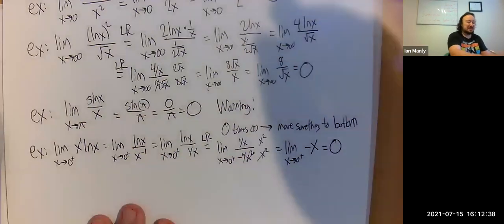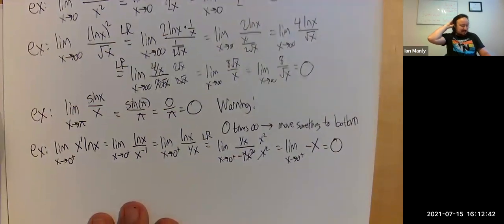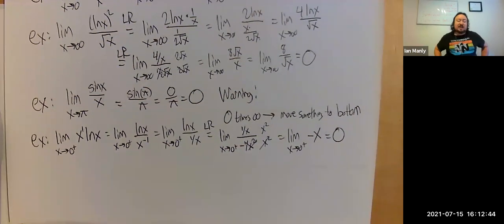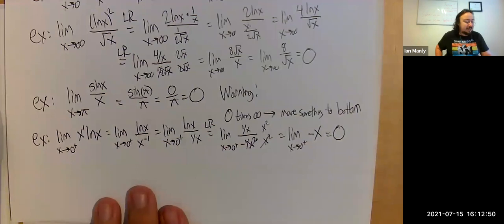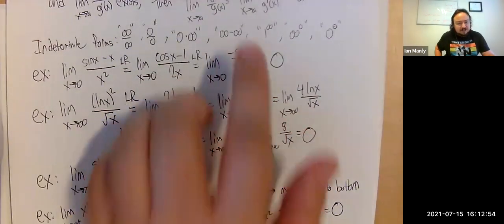I assure you, it's actually a coincidence that all of these are 0. I don't think they'll all end up being 0. Hopefully they won't, but it's a coincidence that all these are 0 so far. But anyways, that's how we handle a 0 times infinity case. Next, let's take a look at infinity minus infinity.